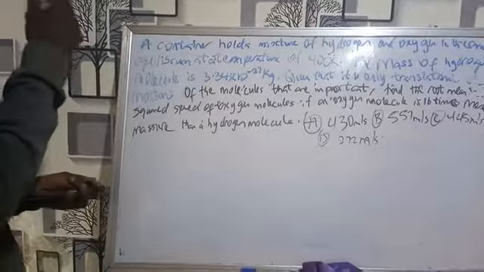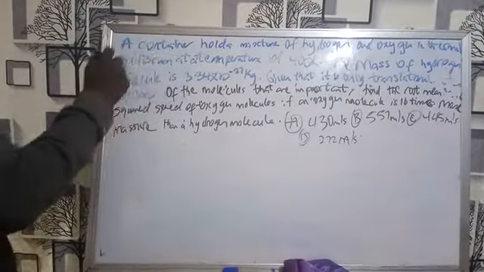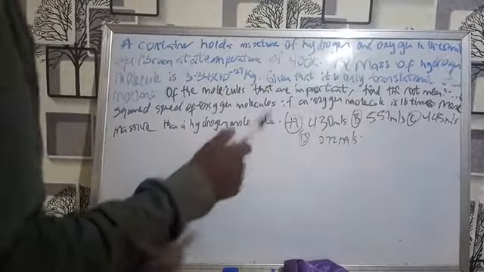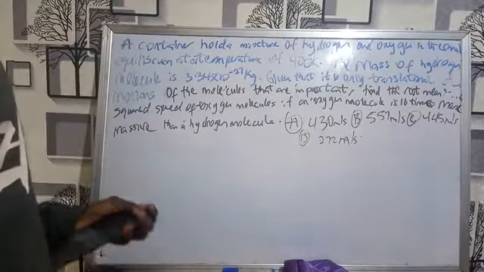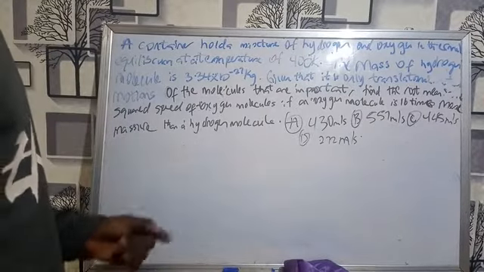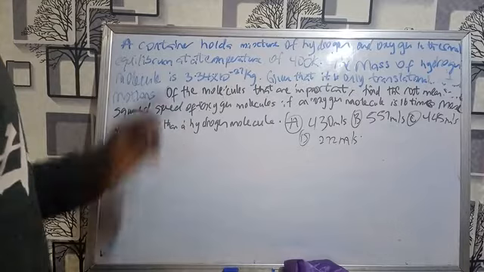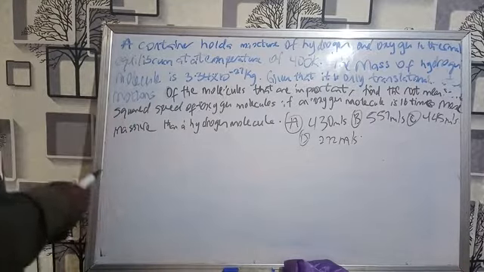Have another question now. It says a container holds a mixture of hydrogen and oxygen in thermal equilibrium. From this statement, in thermal equilibrium, we know the temperature of everything inside the container is going to be the same. So they are both at the same temperature, and the temperature given here is 400 Kelvin.